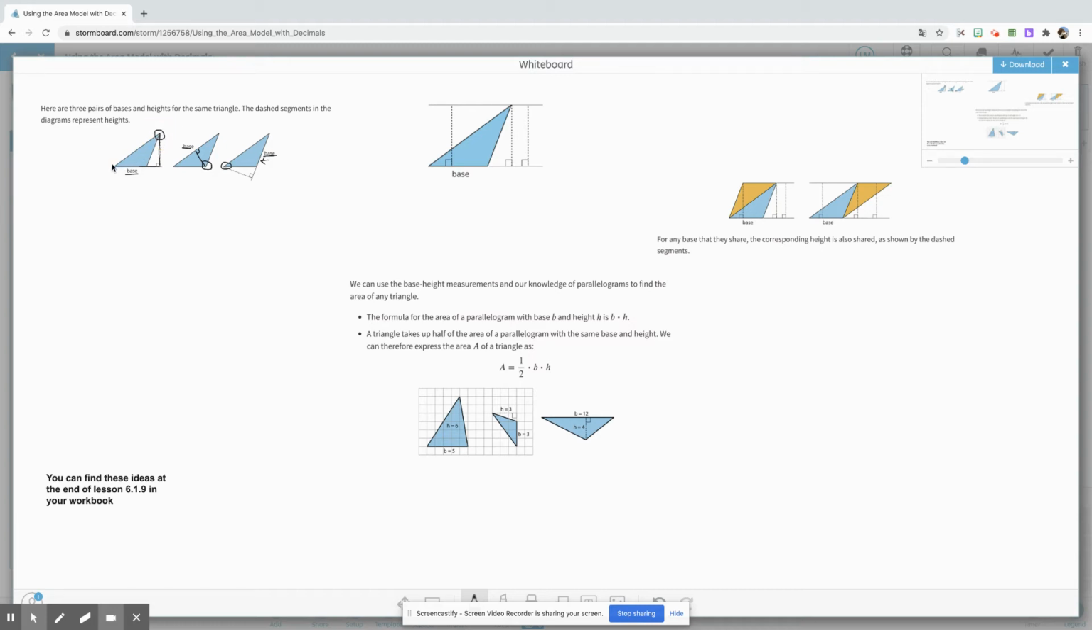And the reason it's the opposite vertex is because if we think of this as the base, it's directly opposite and not touching the base. So your opposite vertex will never ever touch the base of your triangle.